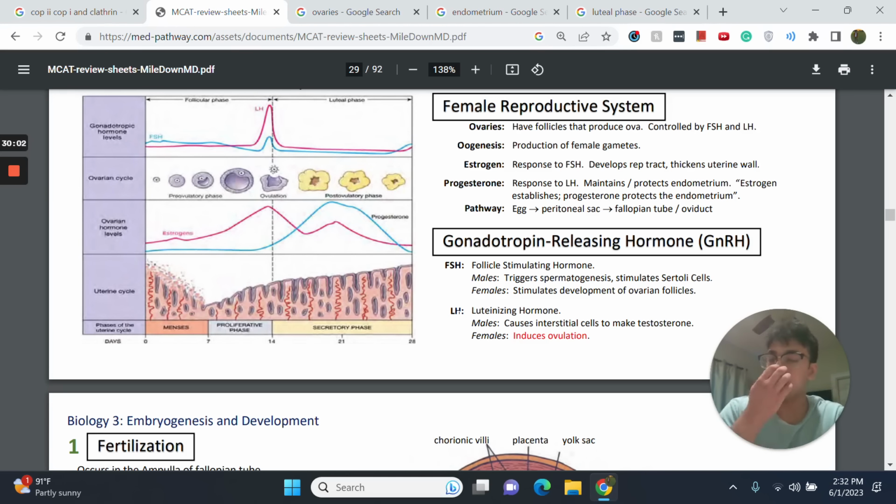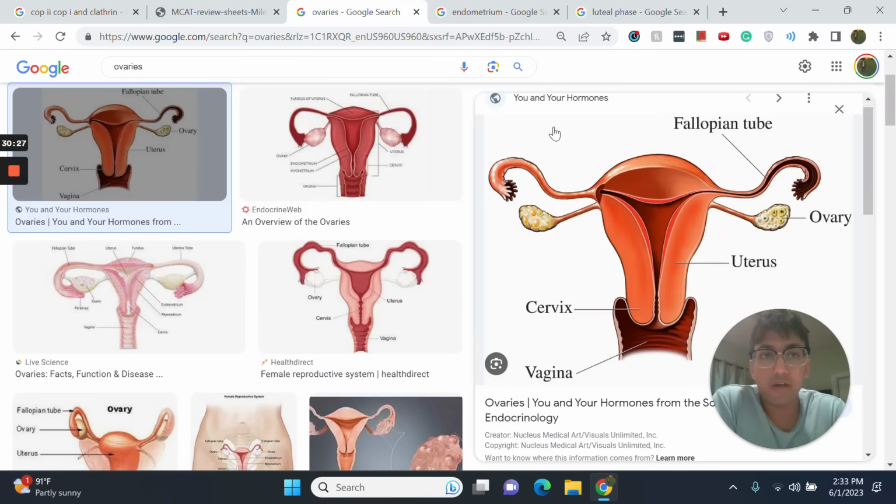The next thing is LH, which is luteinizing hormone. In males, that causes interstitial cells to make testosterone, which is the primary sex hormone for males. And in females, it induces ovulation. So it induces the gamete for the female, the egg, to start leaving the ovary and go through the fallopian tube.